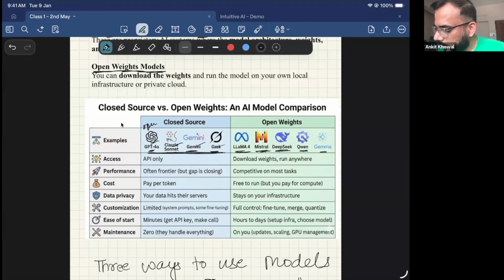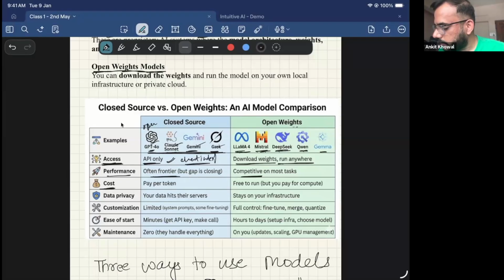Now let's look at it from an access perspective. Like I said, closed source models will only have API access or chat interface access. I can use ChatGPT via the chat interface, and also via an API key. These are the interfaces provided. But for open weight models, I can download the model and run it from anywhere, from my local machine also. Performance: closed source models are obviously better because they train on a lot of data. Open weights is slightly less, we can say that.